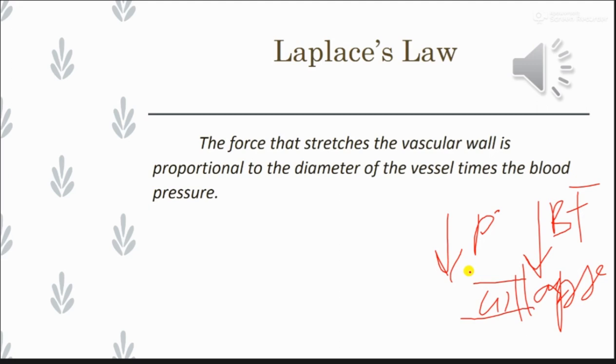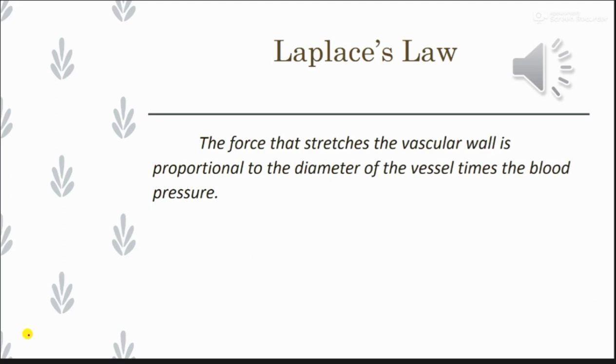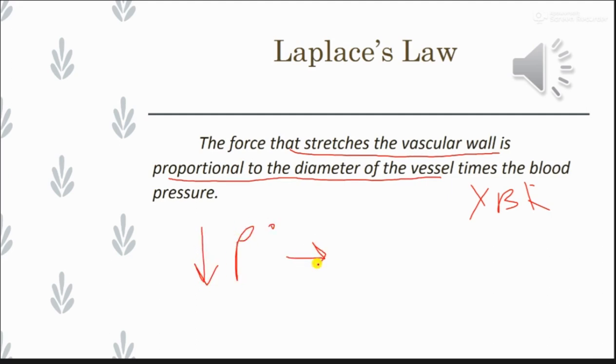The force that stretches the vascular wall is proportional to the diameter of the vessel times the blood pressure. Diameter times the blood pressure. It means that as the pressure in the vessel decreases, the vessel wall is stretched less. Again, the force that stretches the vascular wall is proportional to the diameter of the vessel times the blood pressure. So when the pressure in the vessel decreases, the force that stretches also decreases, so there is decreased stretch.